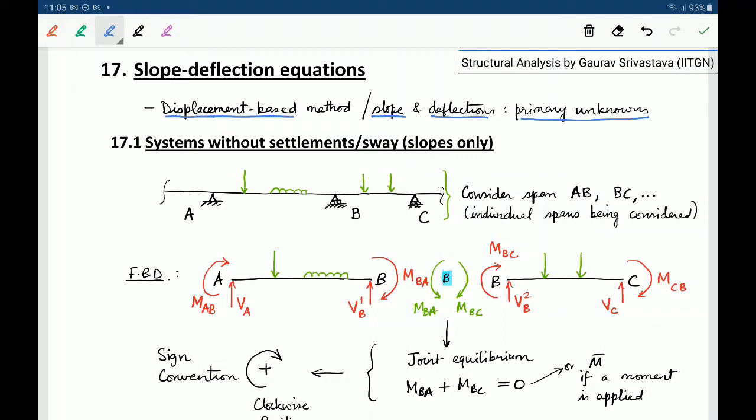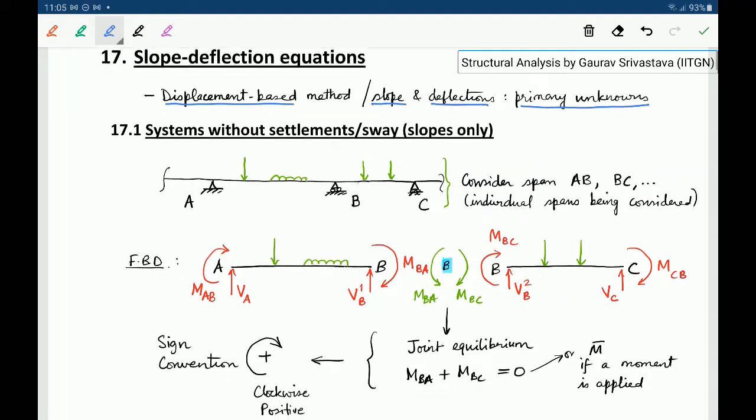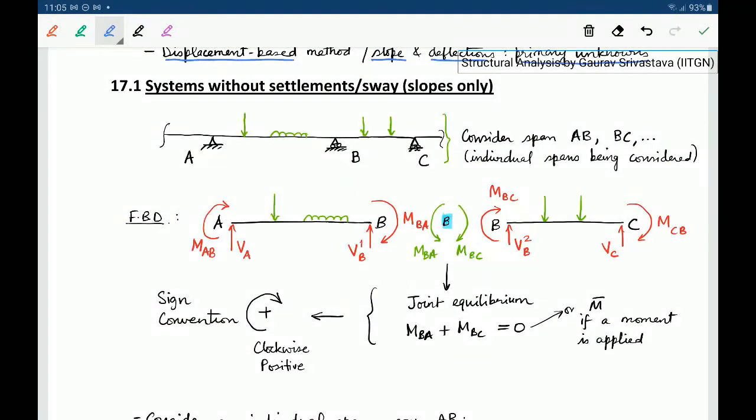So we formulate the problem in terms of slopes and deflections, and first we find out the slopes and deflections, and later on we are able to find out the other moments or forces of the structure. So let us consider first cases which are without support tiltments or without sway. We will be dealing primarily with slopes only in this case.